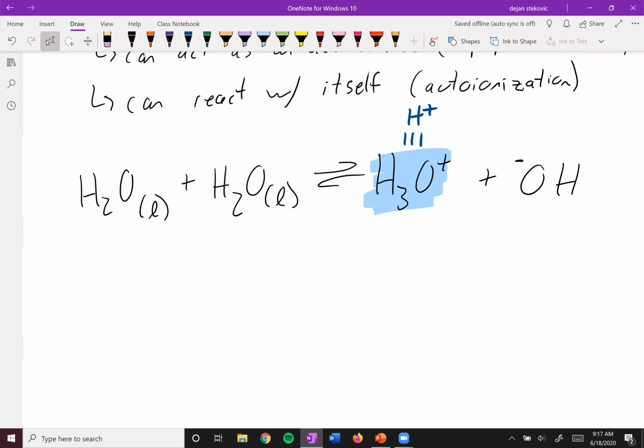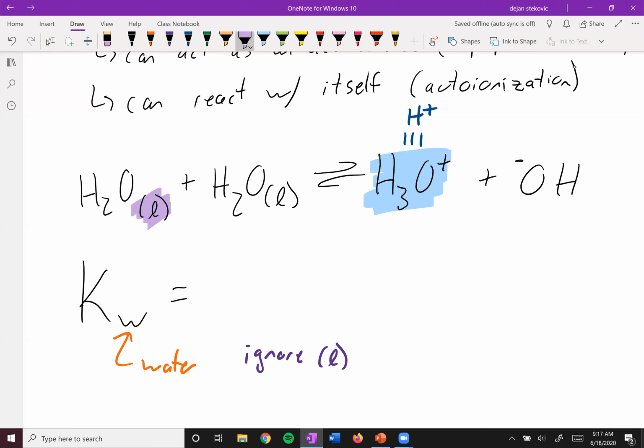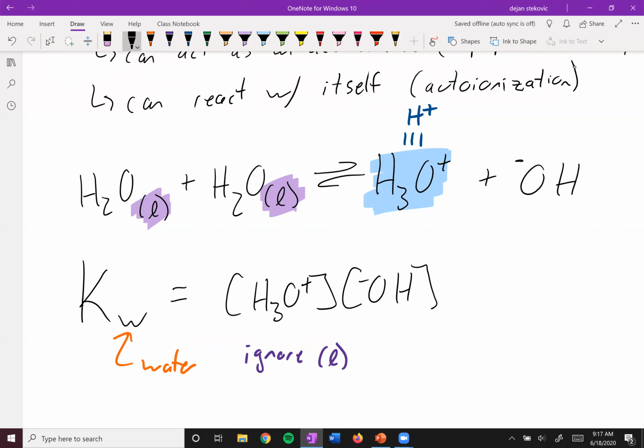And so we have an equilibrium here, and we can write a value of K, an equilibrium constant. This K gets a special subscript, Kw. The w stands for water. And remember, K is a measure of products over reactants; however, we ignore liquids, and both of our reactants are indeed liquids. So it's just going to be the products multiplied by each other: the concentration of H3O plus, or H plus, and hydroxide, each to the power of 1 because their coefficients are 1.